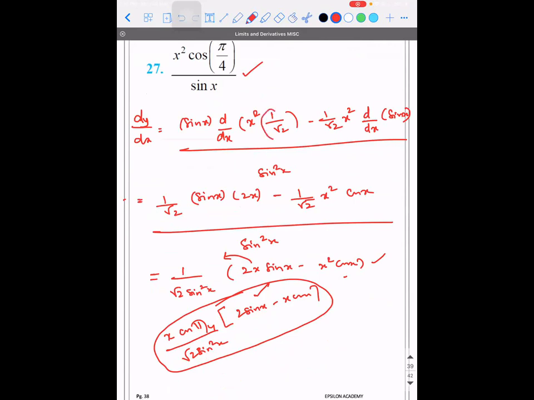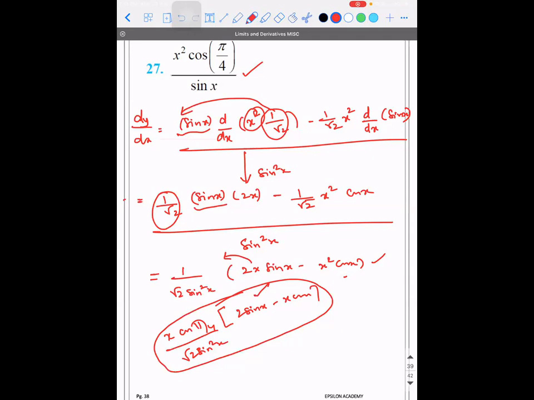1 by root 2 is a constant. I took it out. That is why 1 by root 2. Sin x is already there. So derivative of x square is root 2x, right, sir? Why? Derivative of x square is 2x, no? Okay, sir, understood. My mistake, 1 by root 2 is a constant, yeah. So that's why I'm saying there is no mistake in what I did.